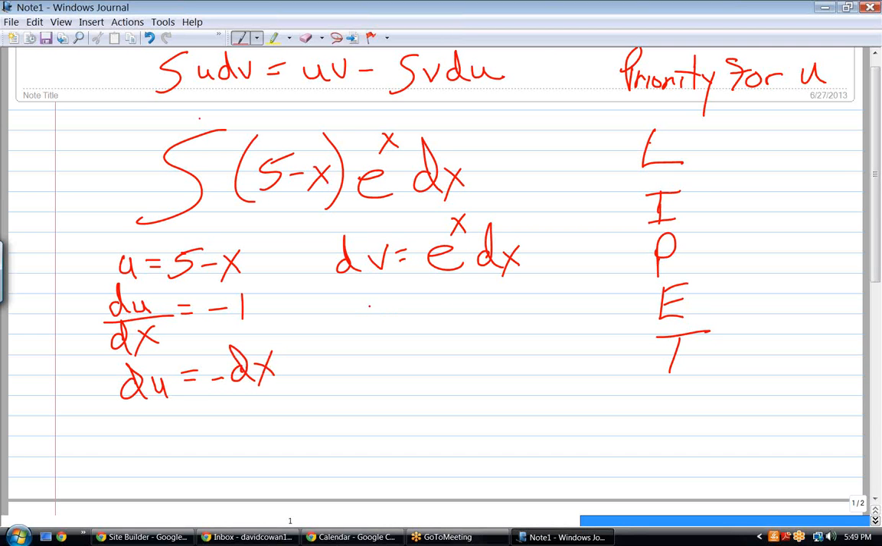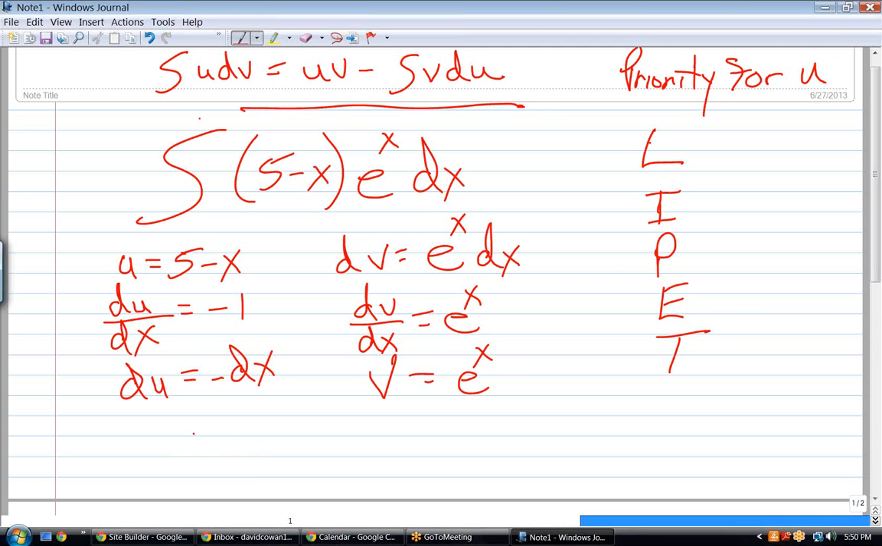Okay, what's v? e to the x. In other words, I could rewrite the right side like this. I could divide both sides by dx, so I've got dv dx is equal to e to the x. Now if I integrate both sides of this equation, I get v equals the integral of e to the x, which is e to the x. So now, plugging in, what do I end up with?